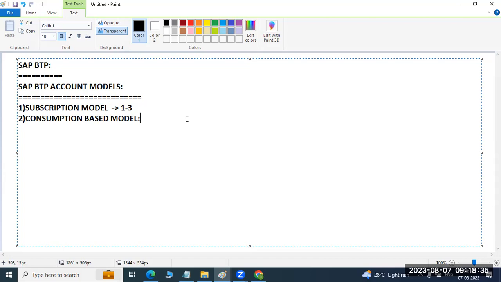You can activate and deactivate the service anytime. In the subscription model, whether you use it or not, they don't bother, you have to pay the amount. That's it. But in consumption based, if you don't want to use it, you can deactivate the service and you don't need to pay.